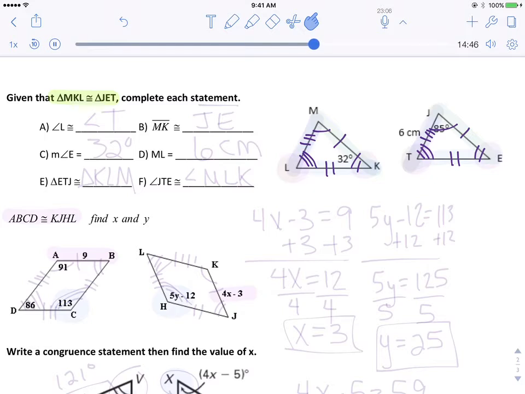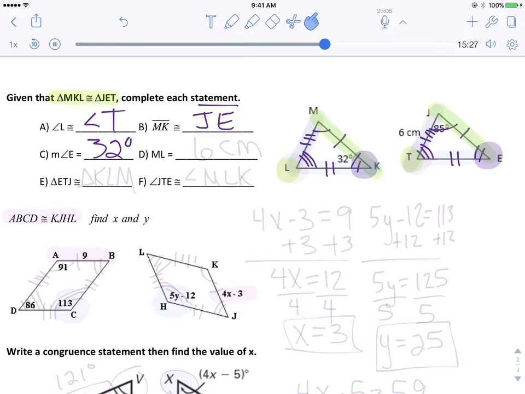So the first statement asks, what is angle L congruent to? Well, we look for the angle that has the 3 markings, so that's going to be angle T. MK, so that's this side here with the single marking, is going to be congruent to JE. The measurement of angle E, okay, well, we can see that angle E is right here, and its corresponding angle is angle K, which has been labeled as 32 degrees. So that means E has to be 32 degrees.